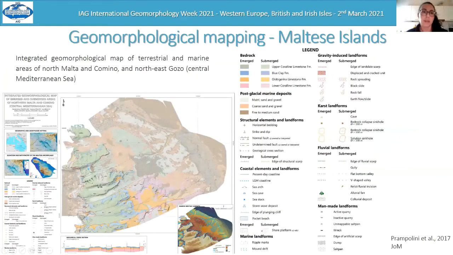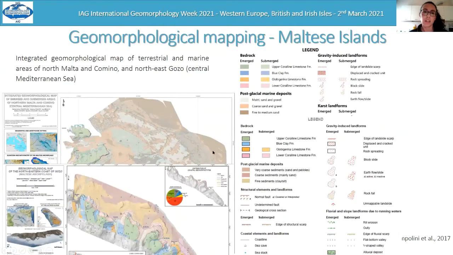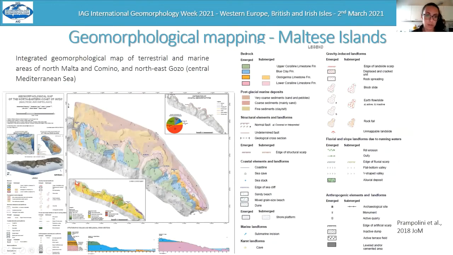So during my PhD, I analyzed the geomorphology of terrestrial and marine areas of the Maltese archipelago, focusing on two areas, northern Malta and Comino. Malta is the main island of the Maltese archipelago in the central Mediterranean Sea, and the northeastern coast of Gozo, the second island of the Maltese archipelago.